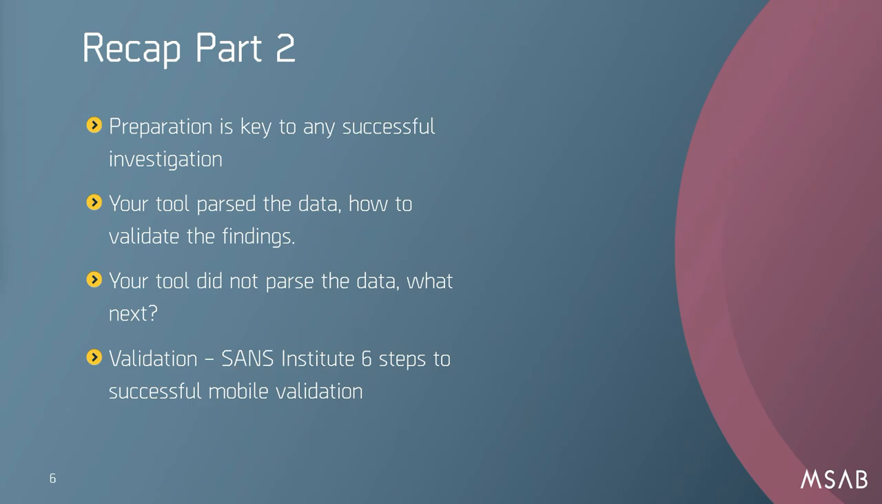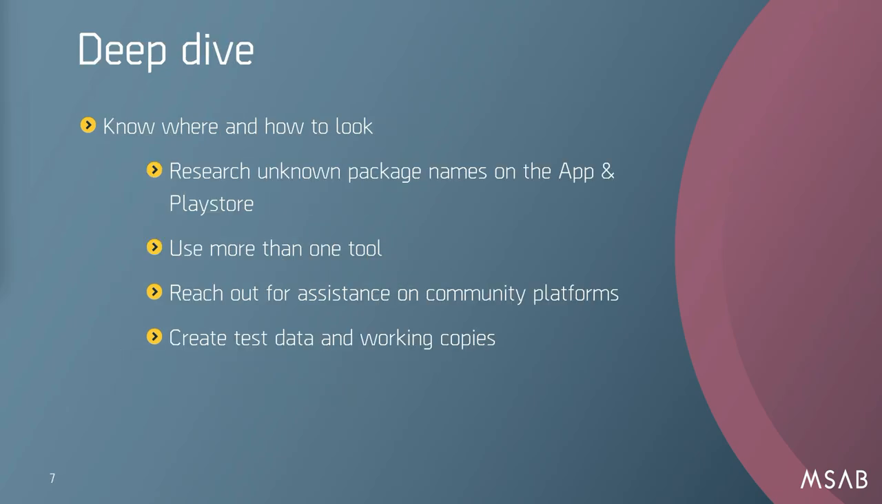We covered how to go on a deep dive, knowing where and how to look. You need the ability to research unknown package names. Not everything is named correctly. You're not always going to have a com.instagram. It may be an application that you've never heard of. So we need to carry out research, and we'll have a look at that shortly.